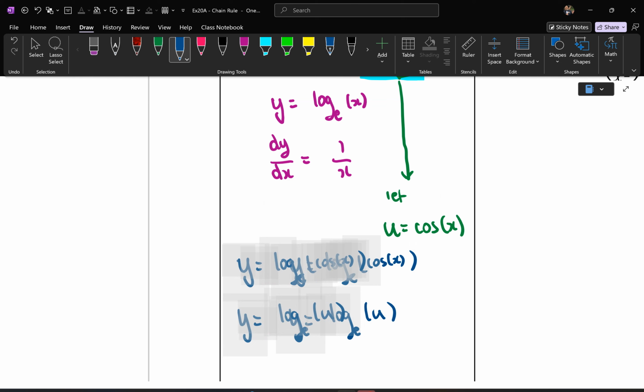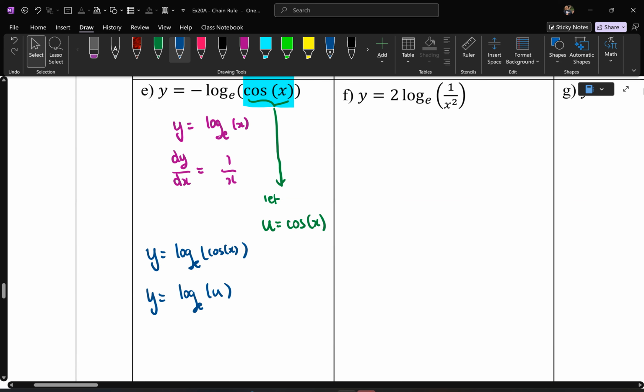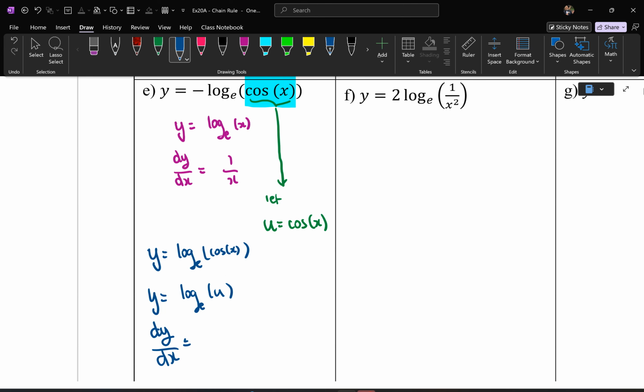Okay, so I'm just going to move this to a side so I have a bit of space. And now I'm going to ask the same question. This is the third time I'm doing this. Delta y delta x, what is the derivative? If you know this is your template and you've replaced that cos of x with a u, what is the derivative of log e of u? What would it equal to? Yeah, just 1 on u. It's the same thing as before. It's just a different letter. So it should be 1 on u.